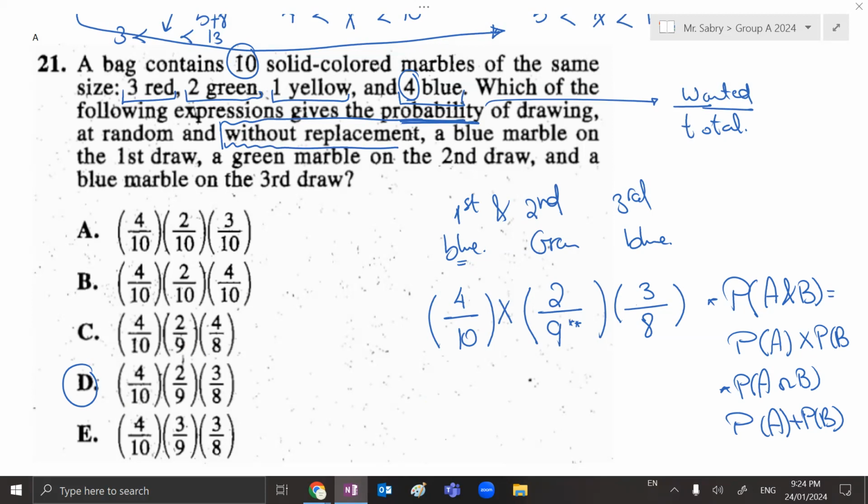We didn't actually draw 4. We're calculating the probability of drawing 1 blue marble at the first draw. So we have 4 marbles to pick from out of 10.